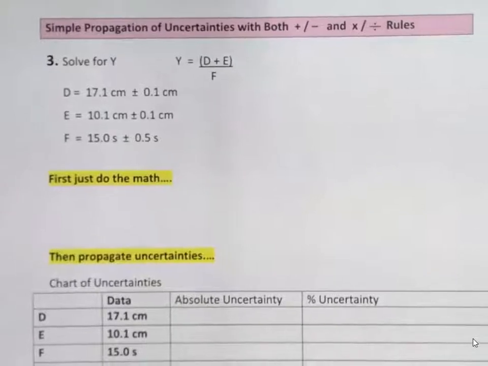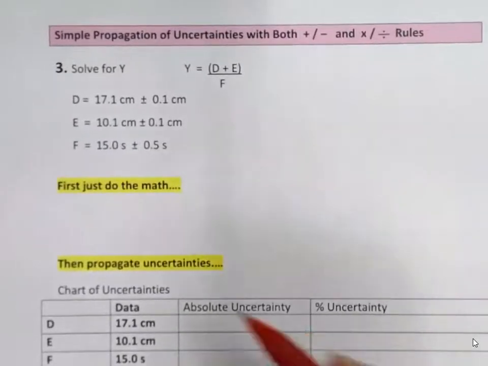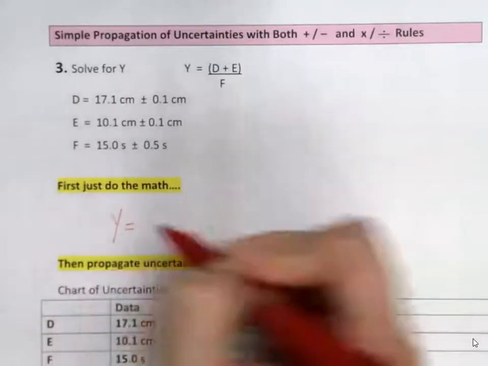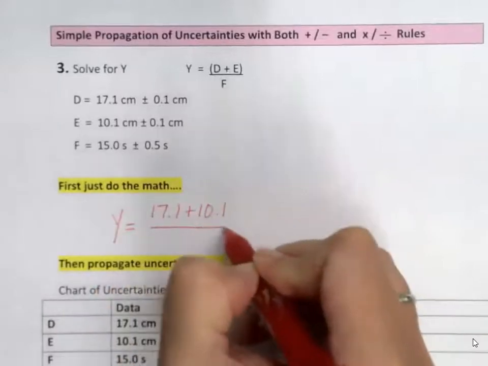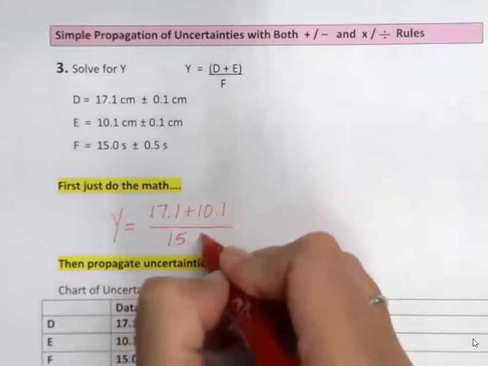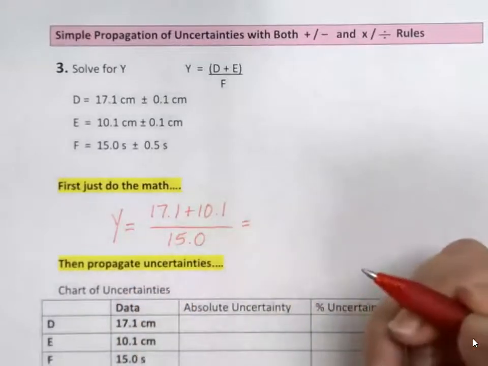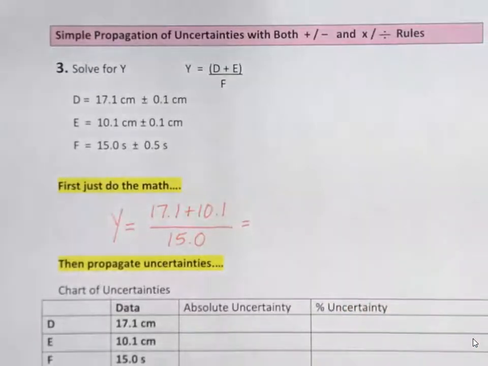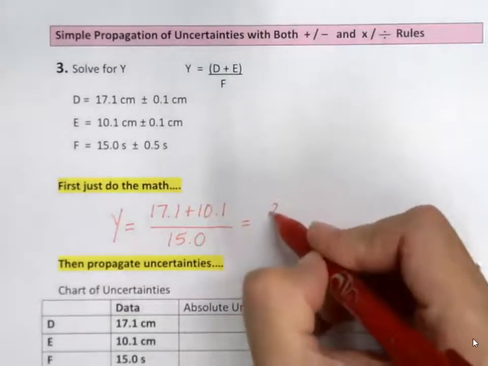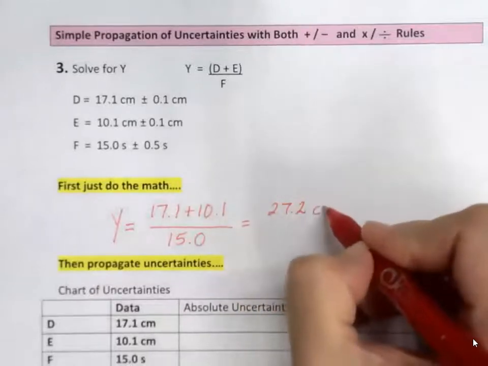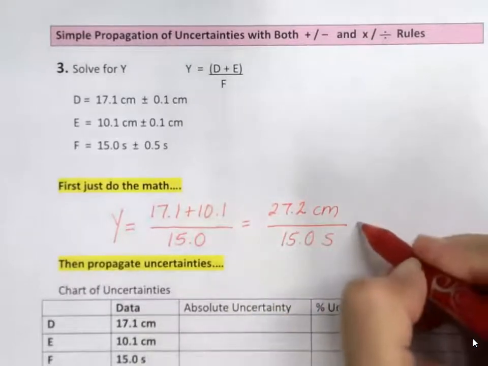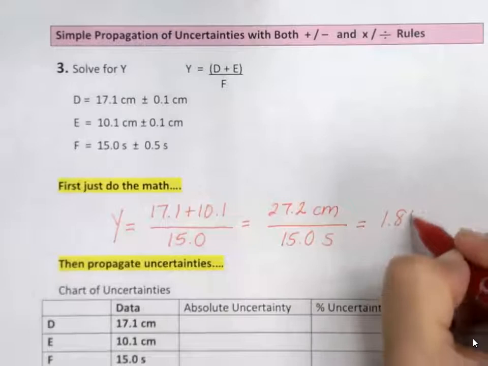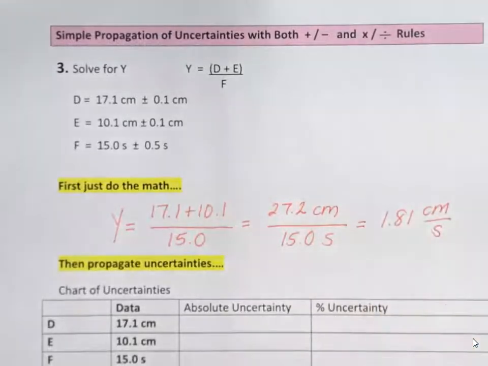So in this problem, we're solving for y. Mathematically, what would we do? Well, we'd do this in 2 steps. First, we'd add d and e, right, order of operations. I'm going to get rid of units while solving this problem just because it will clutter things up a little bit. So I'm going to add my numerator. Then I'm going to divide by my denominator. So this is the answer to my problem, 1.81 centimeters per second.